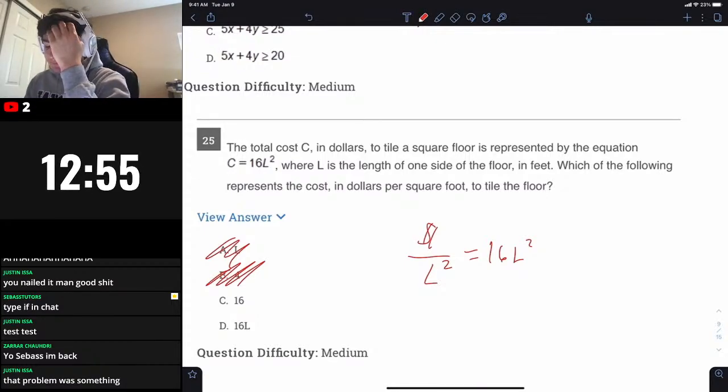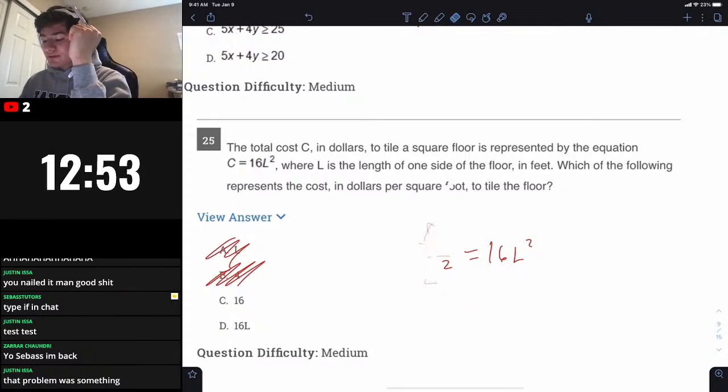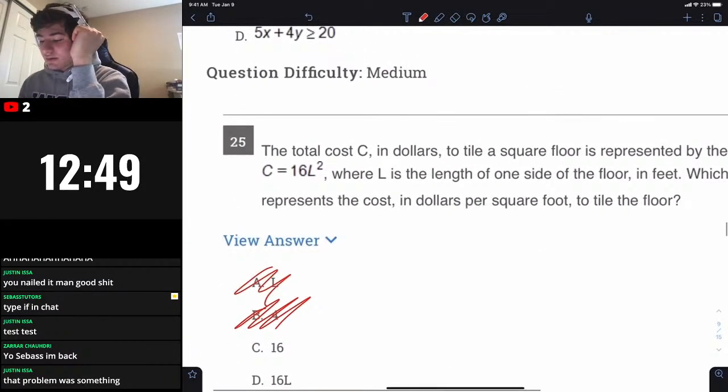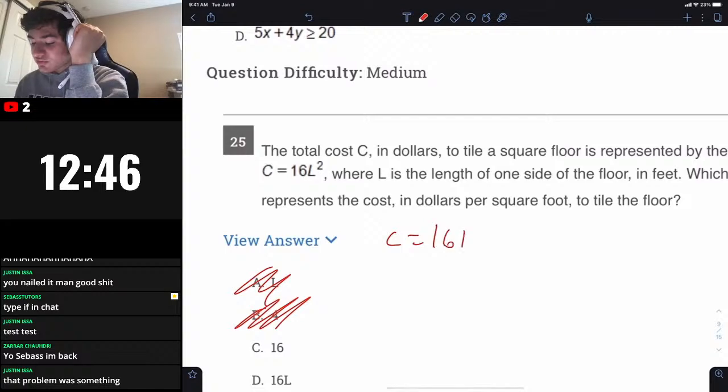Okay, let me think here. Maybe it is 16, I believe. Right, because, okay, I got this. So C equals 16L squared, right?